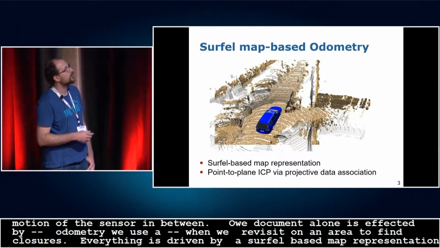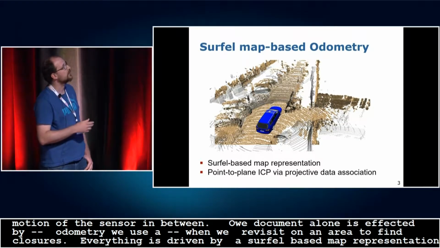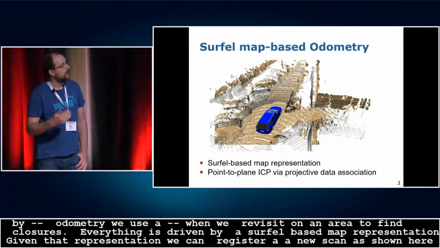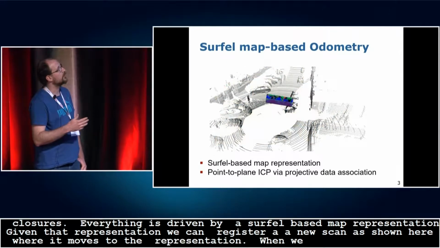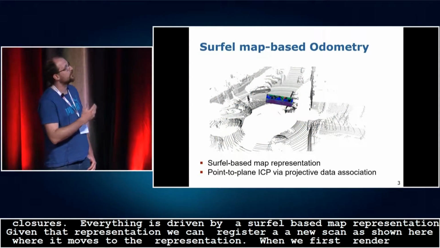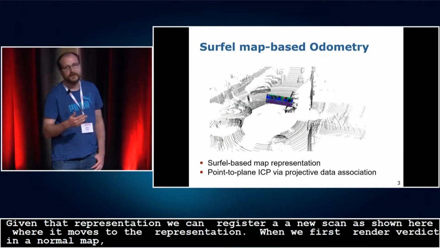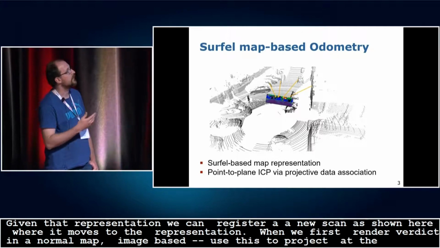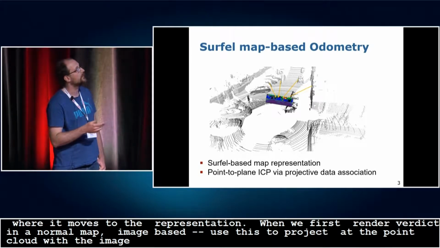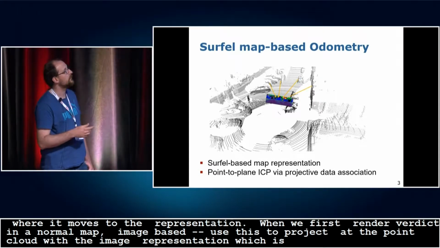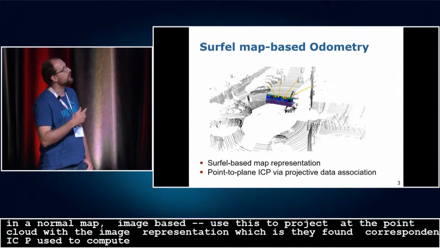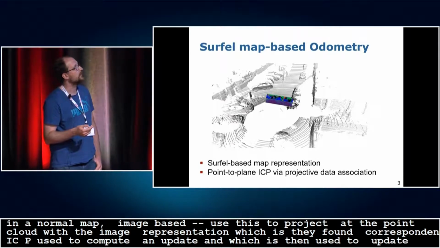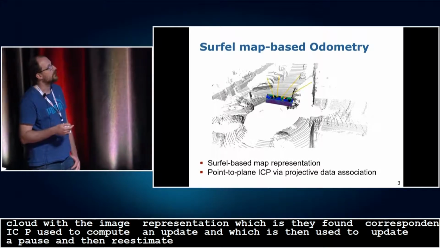Given that surface representation, we can now register a new scan, as shown here, where the sensor moved relative to the surface representation. For this, we first render a vertex and normal map, an image-based representation, from the surface map, and use this to projectively associate the point cloud with the image representation, which allows us to find correspondences for our point-to-plane ICP, which is then used to compute an update, which is then used to update the pose and then re-estimate the correspondences to find a novel update.